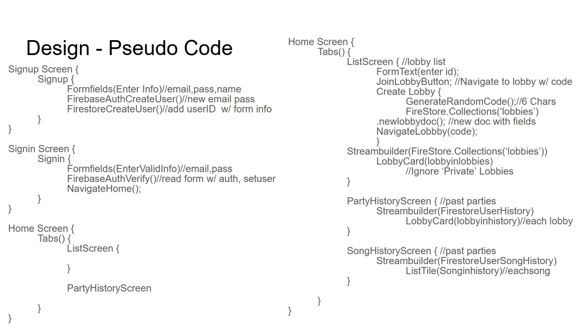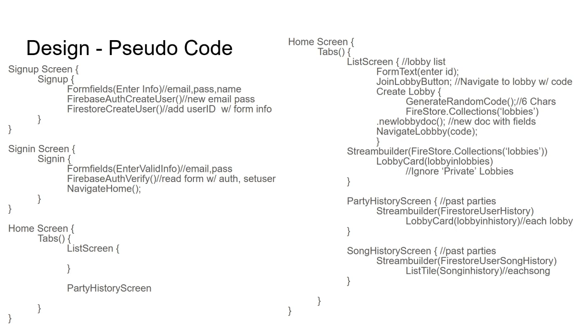So on the home screen, you have a set of tabs, the list screen, which is the lobby list. This has a form for entering lobby IDs. We have a join lobby button to join lobbies, and we have the ability to create a lobby, which does so by generating a random 6-character code, and assuming that's not already taken, it will create a new lobby in the lobby collection, and then navigate to that newly created lobby. And this list screen will also contain a stream to get the list of lobbies that have been made, and we'll generate a lobby card for each of those lobbies.